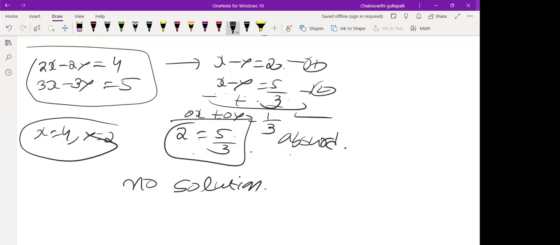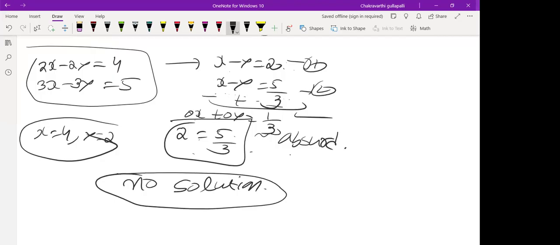The left side of the equation is always 0. 0 into anything is 0. The right side is not 0. Therefore, there exists no x and y which will satisfy both the equations. Hence, there exists no x and y satisfying, which means no solution.